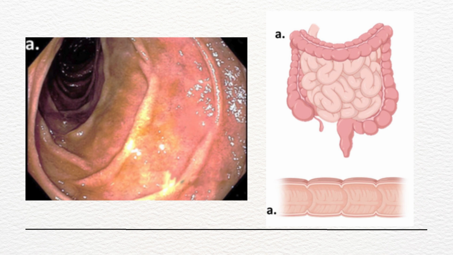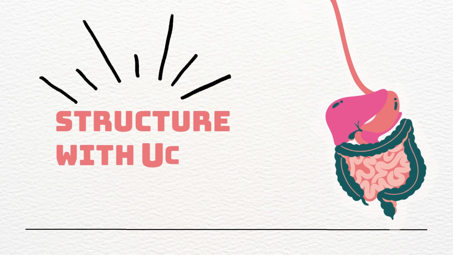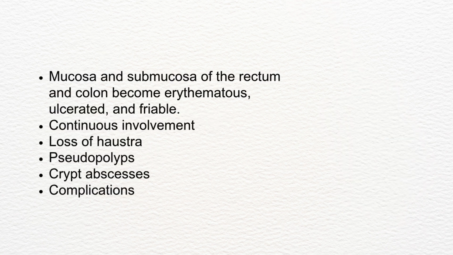And then here I just have an endoscopy of what a healthy colon looks like. So you can see that there's the smooth, glistening pink mucosa with regular, fine vascular patterns that are clearly visible. The haustra and the mucosal folds are distinct. The lumen is free of exudate or ulceration. And now for the structure with ulcerative colitis, or UC.